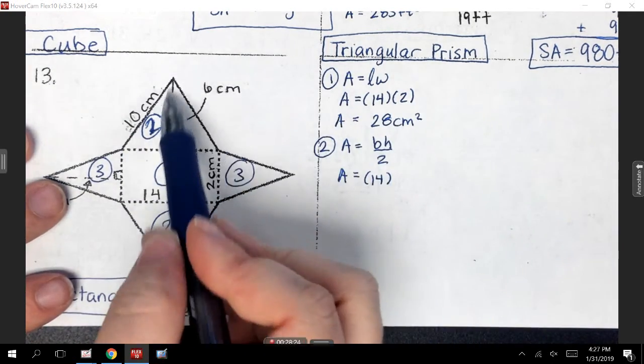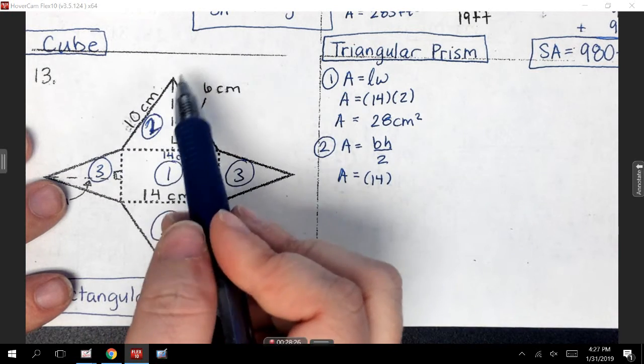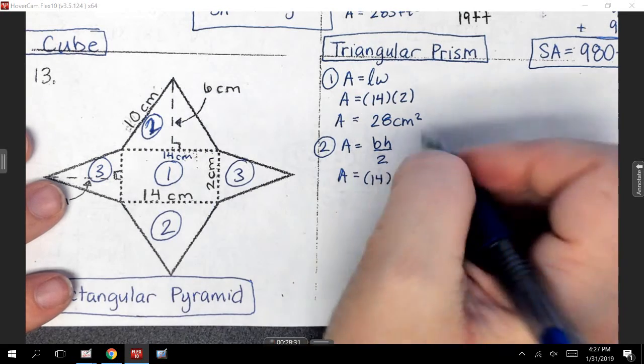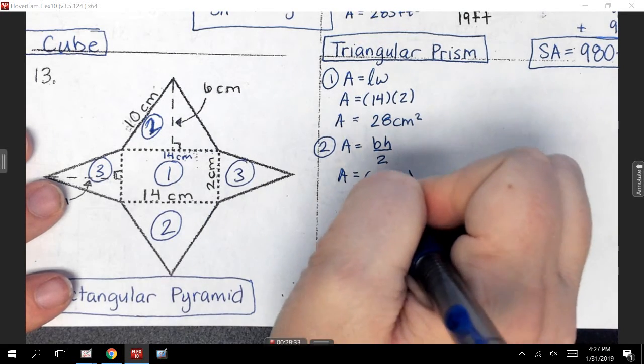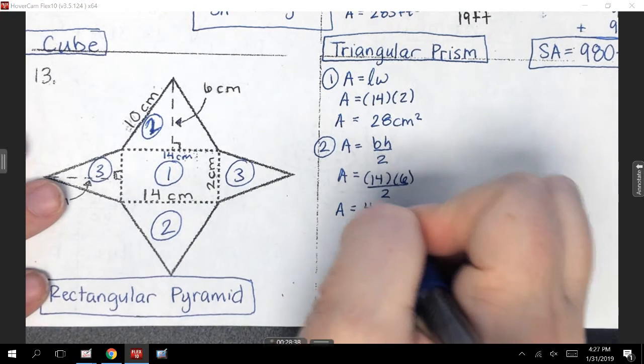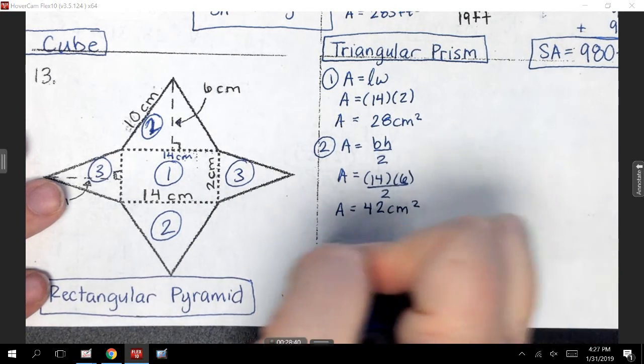Now my height, do I want to use the line going up and down or the one that's leaning? Think about how we tell how tall we are. We've got to go up and down. So I'm going to use 14 and 6 and then divide by 2. So area equals 14 times 6 divided by 2 is 42 centimeters squared.